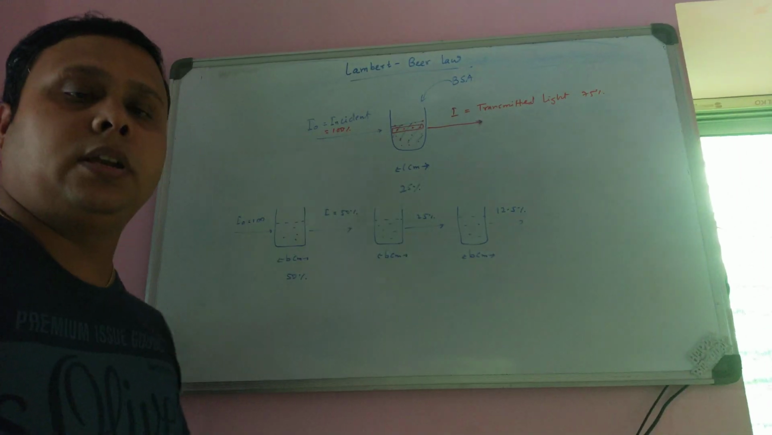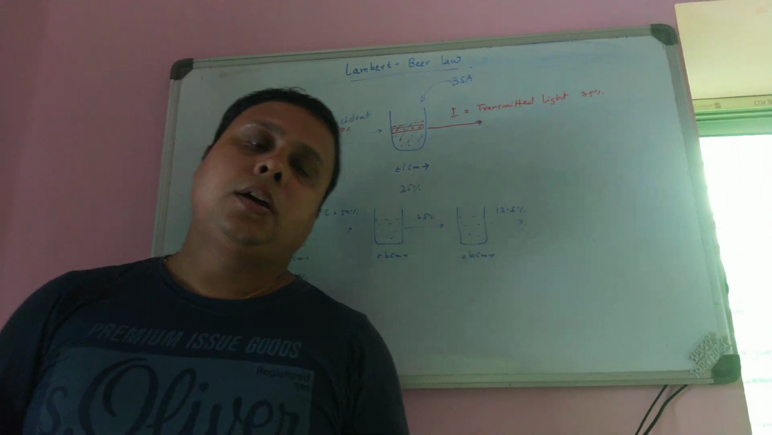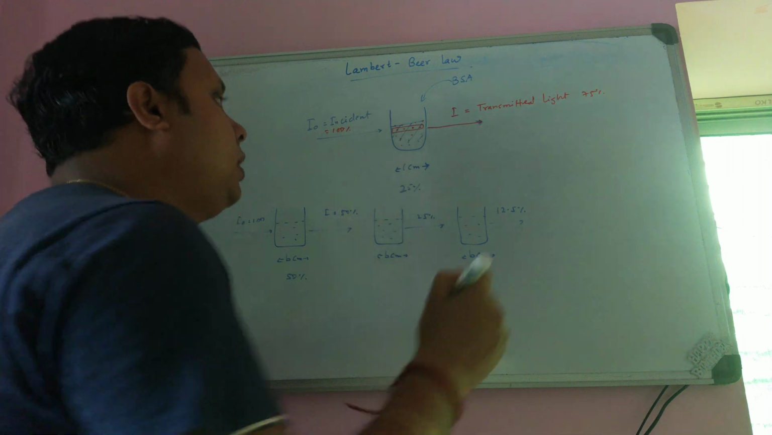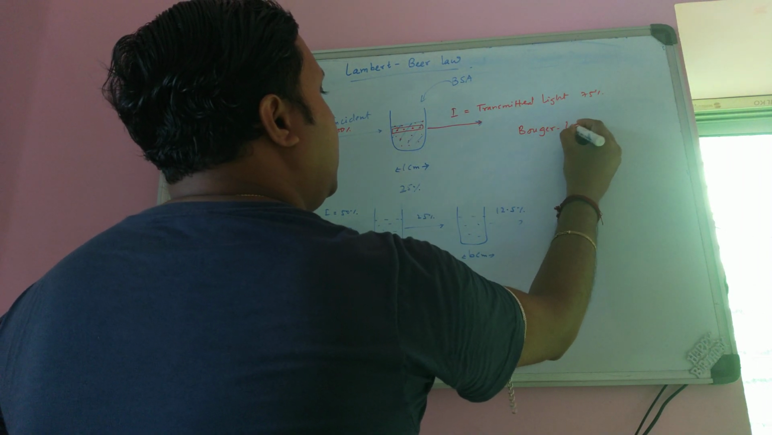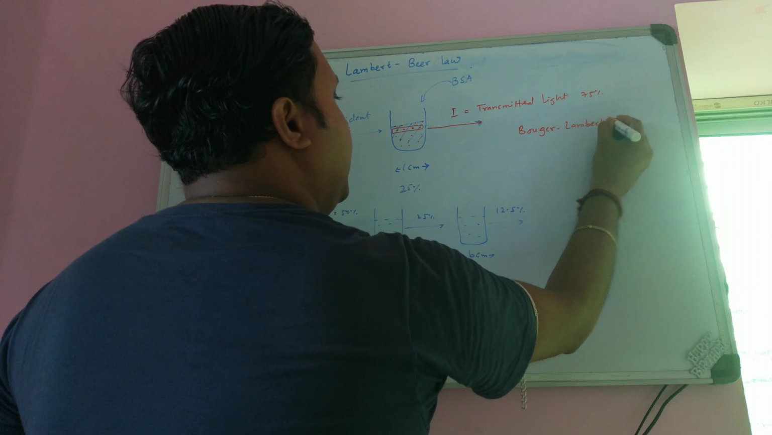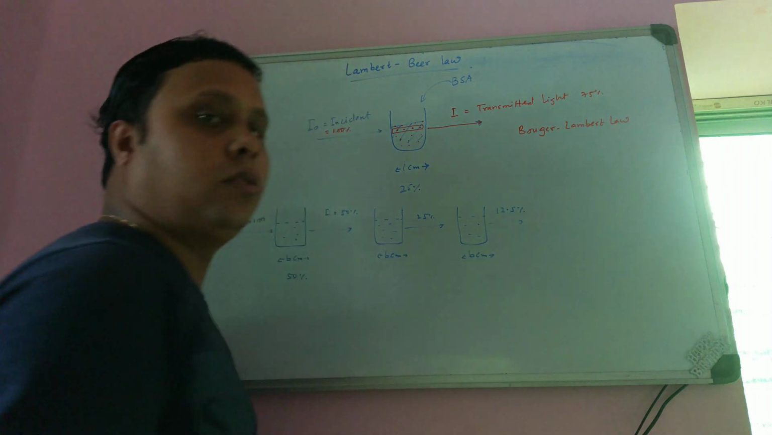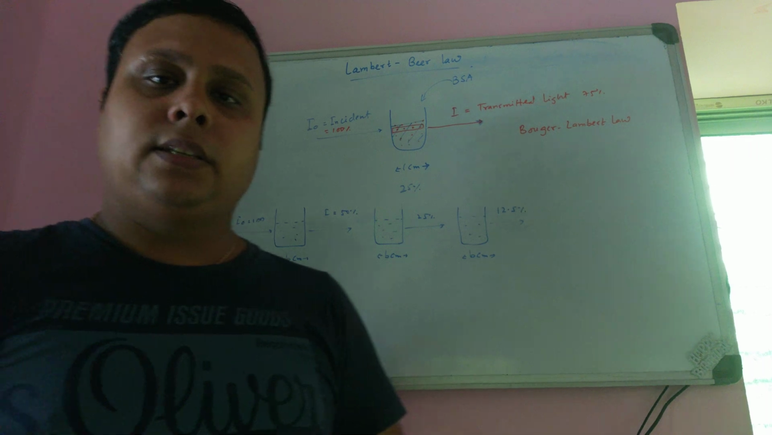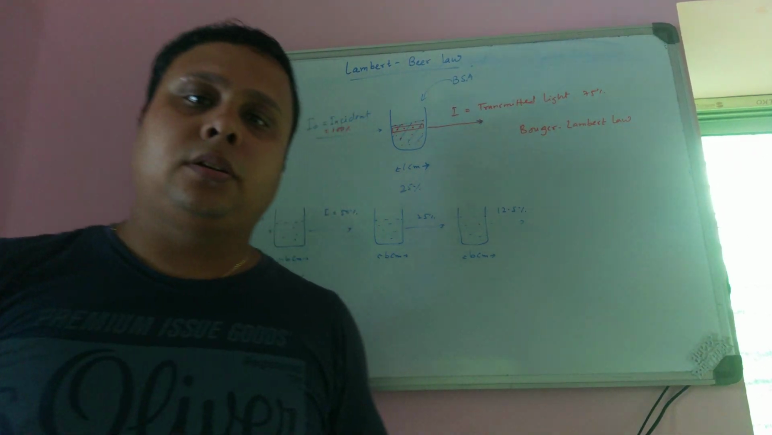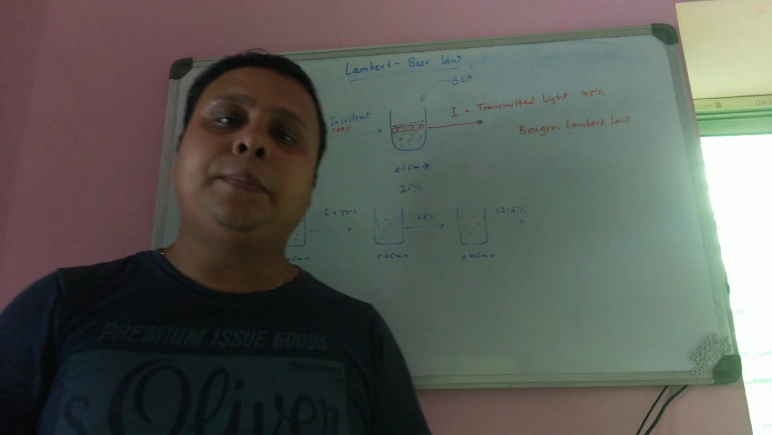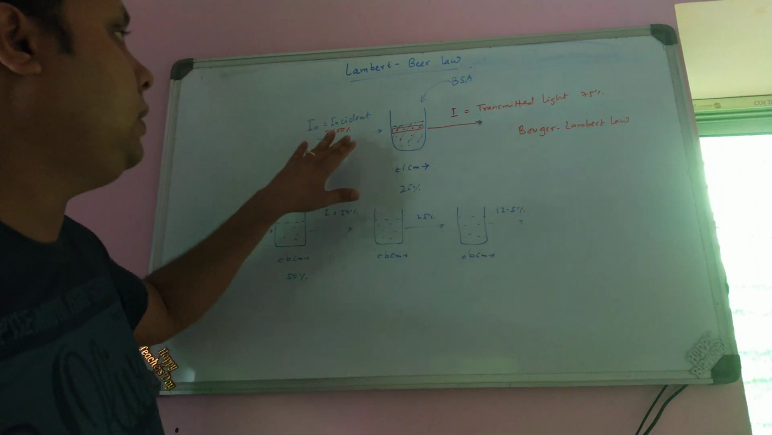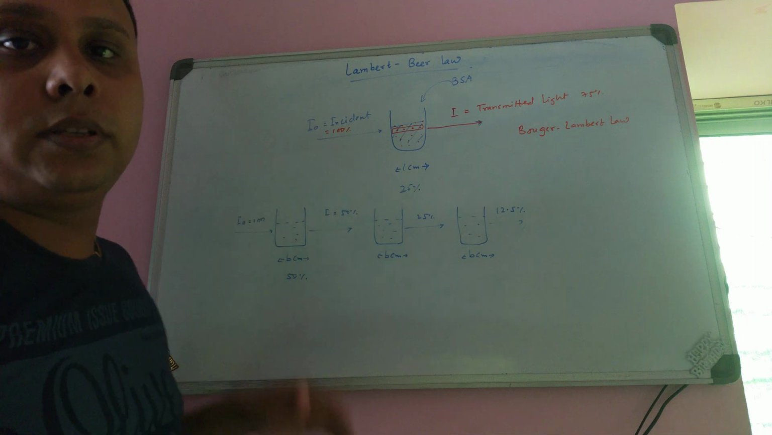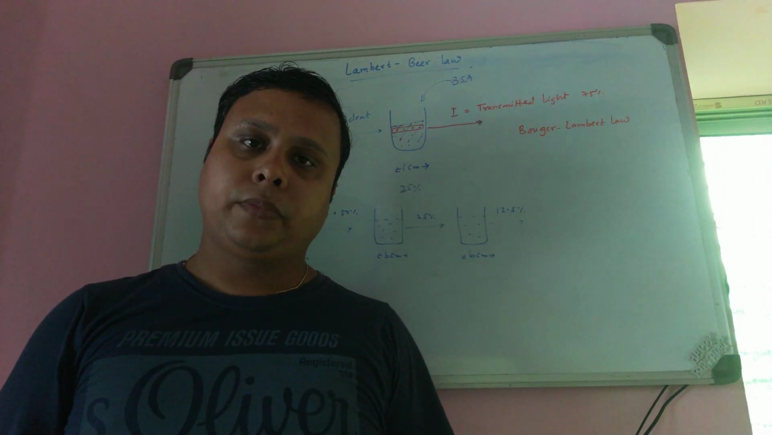So this is actually known as the Bouger Lambert law, or simply the Lambert law, which says that light absorption of any molecule is totally independent of the intensity of the incident light. The intensity of the incident light is always 100%. We are saying that I0 is always 100%.